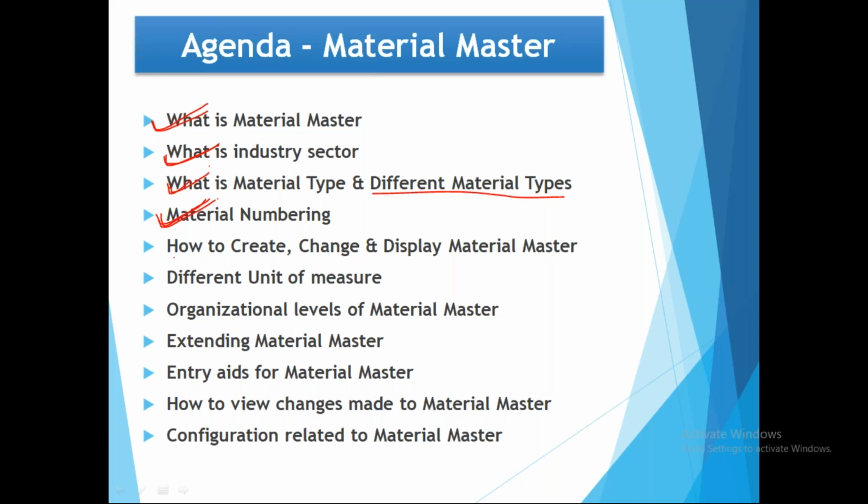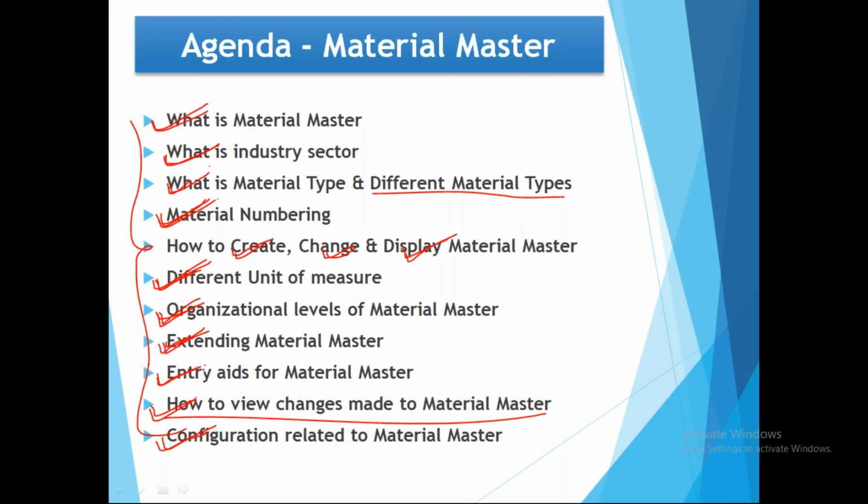Then we will see in the system practicals how to create the material, how to change, and how to display the material master. We will cover that. Then we will see different units of measure of the material master. Then we will understand what are the different organizational levels of material master. We will see that. Then we will see how to extend the material master. We will cover that. Then we will see some of the entry aids in the material master. After this we will see how to view changes made to material master, and finally configuration related to material master. So these are the topics we will be covering in the material master.